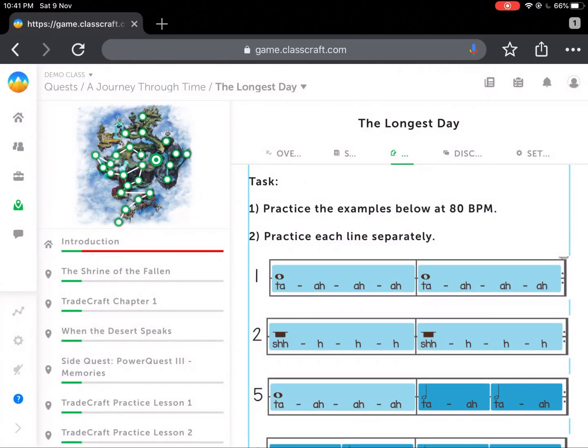Hello heroes, and welcome to The Longest Day, which is a quest objective that is a part of a journey through time. What we're going to learn in this objective is how to read, write and perform a whole note and a whole rest, and then use it in combination with the half note and half rest, and we will learn to perform the whole note and the whole rest using the metronome.